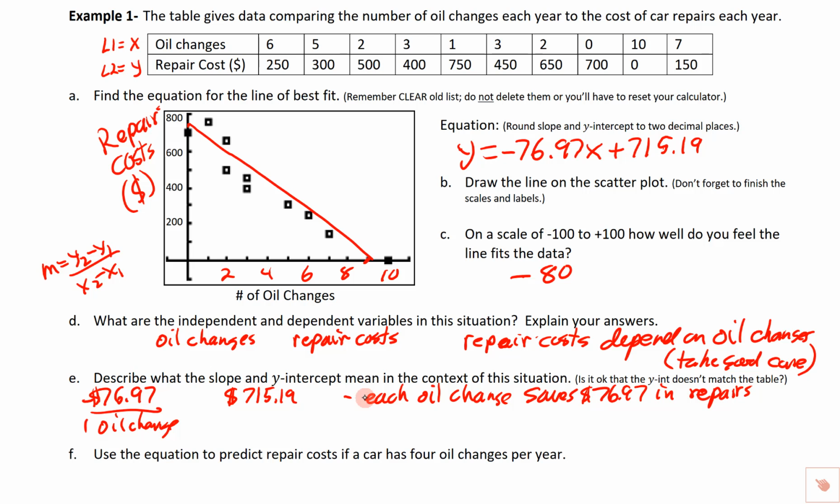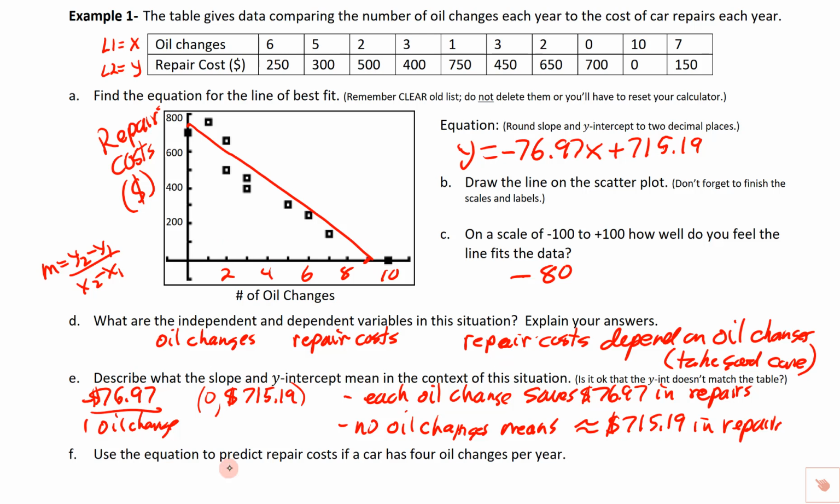And then for the y-intercept, well, that's this right here. It would be the point 0, comma, $715.19. So no oil changes means, and I'm going to put approximately, $715.19 in repairs. Okay, so if we don't do any oil changes, it's going to cost us a lot of money, whereas if we do lots of oil changes and take really good care of our car, then our repair costs are going to go down.